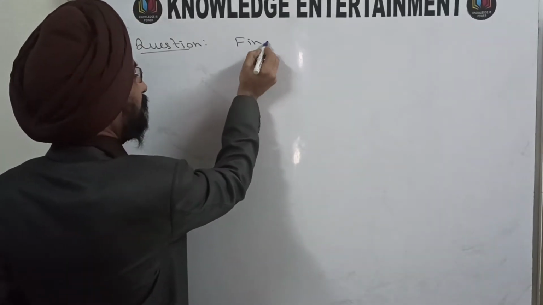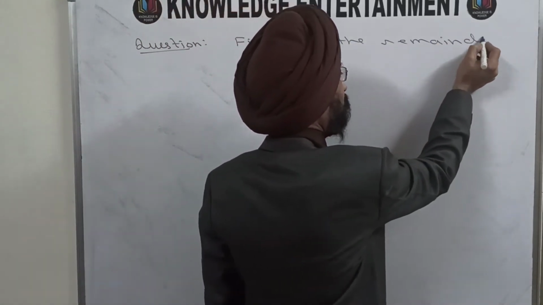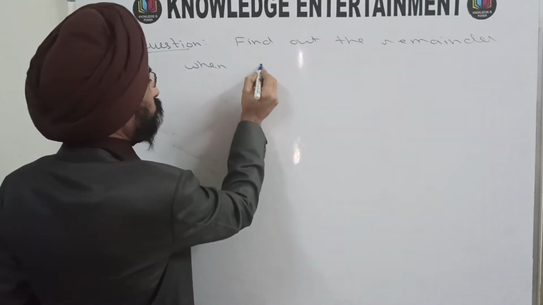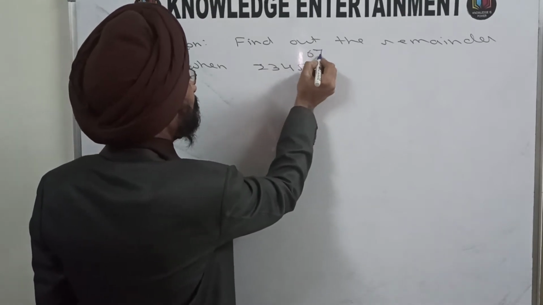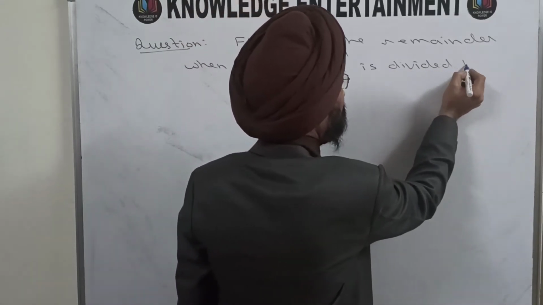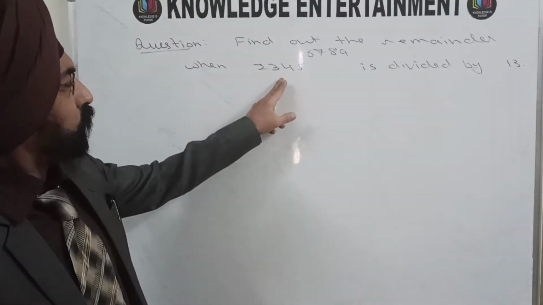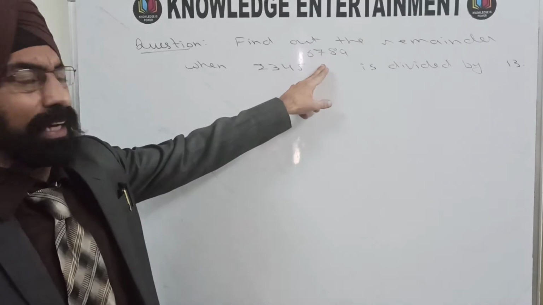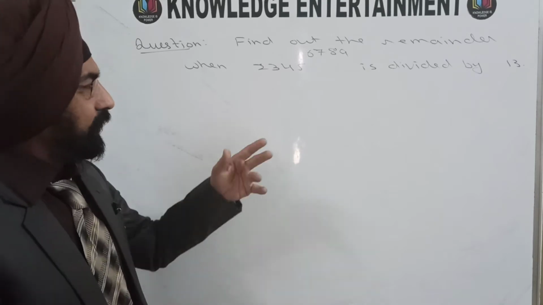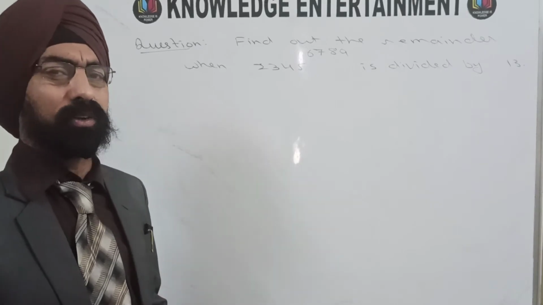Find out the remainder when I am taking a bigger quantity, 2345 raised to the power 6789, is divided by, say, 13. So if we divide this quantity 2345 raised to the power 6789 by 13, what will be the remainder? The remainder we have to find, and we will use once again congruences to simplify this question very easily in just 2 or 3 or 4 steps.